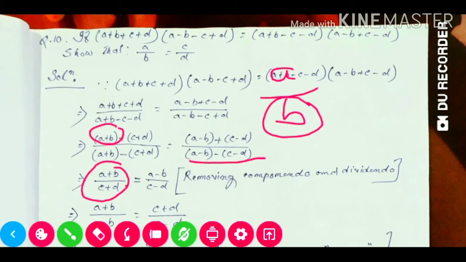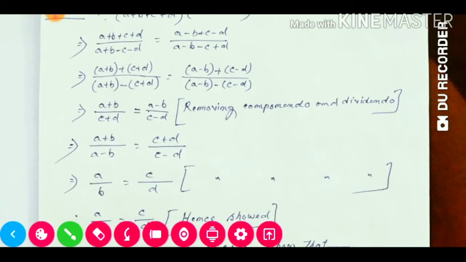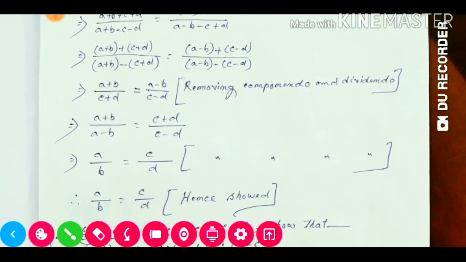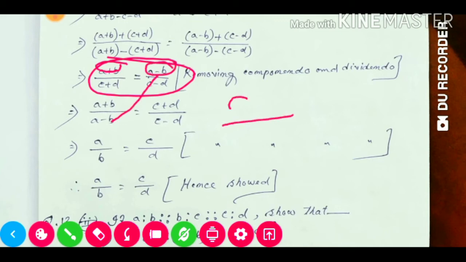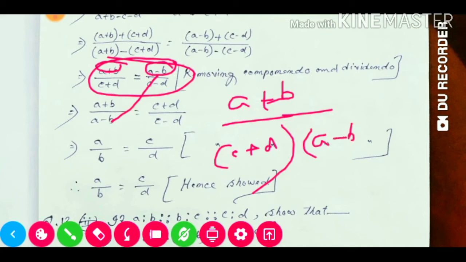Now again we need to arrange this. If we do not arrange, then we will not get a by b. To get this, we'll see. First we got this part after removing. Now again a plus b will remain, then a minus b, this one we are shifting here. And here now it became a plus b, down is c plus d already there, and this portion is a minus b. So here now top portion became empty, and down c minus d.